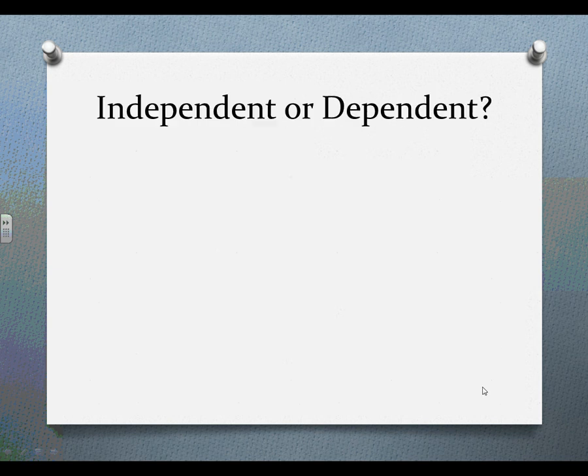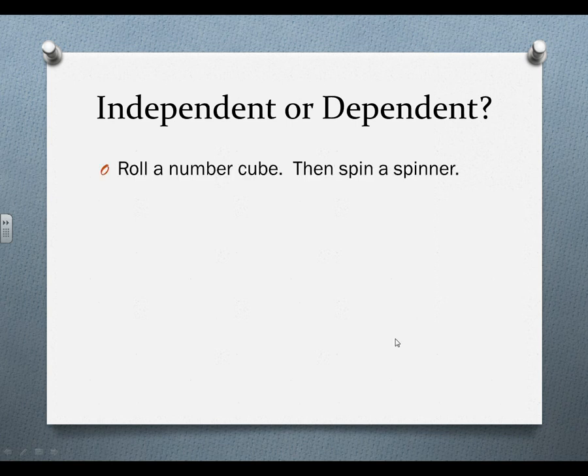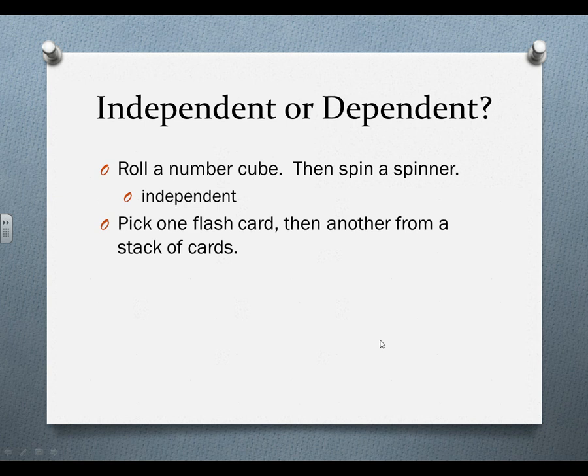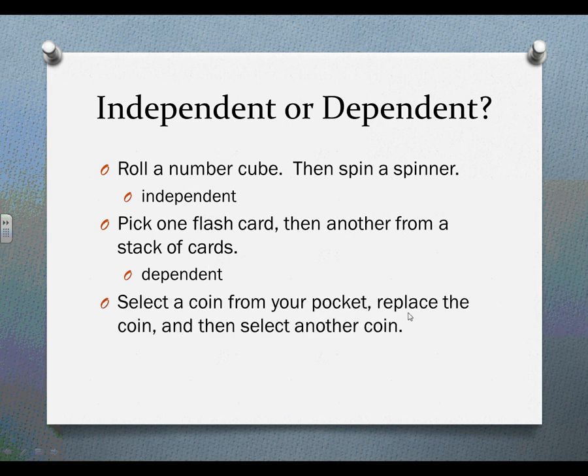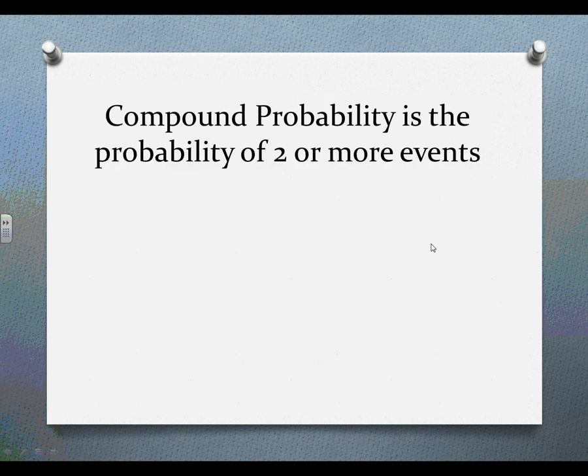So let's look at some examples and decide. Okay, on your paper you have them written out, so think about what they are and then you can listen. Roll a number cube and then spin a spinner. Hopefully you realize those events are independent. You could pick one flashcard and then another from a stack of cards. Those are going to be dependent because now you have one less card from the original stack. You select a coin from your pocket, replace the coin, and then select another coin. Okay, I can still pick the same coin. Those events are independent.